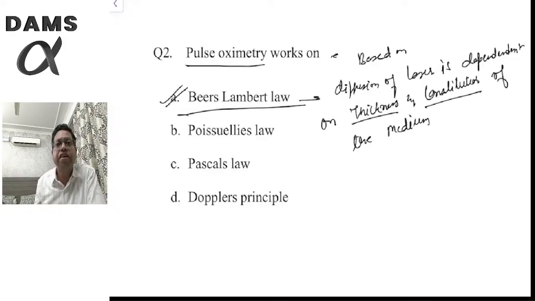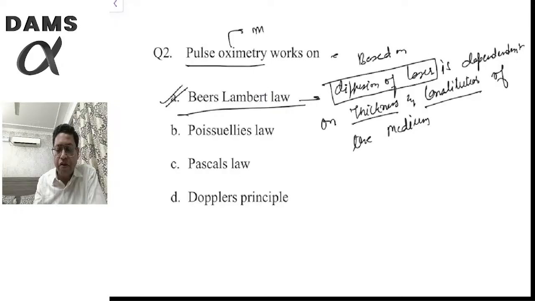What is the medium we are testing? We are testing the pulp, which is present in a tooth. So thickness of the tooth structure and the composition or the constitution of the tooth structure, including the pulp organ, determines how much of the laser light would diffuse or traverse through the medium. This is Beer-Lambert law. So pulse oximeter is a method for determining the pulp vitality.